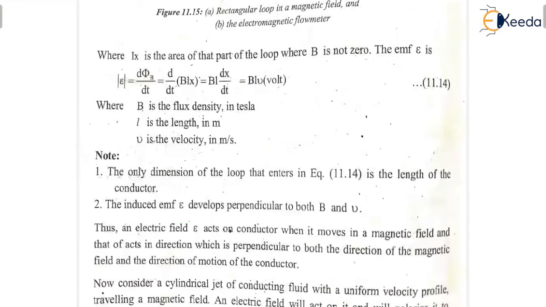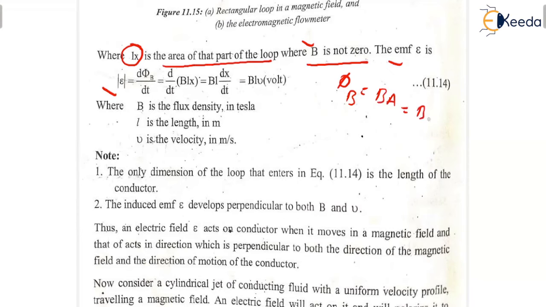Now here, the area is lx. lx is the area of the part of the loop, and B is not zero, because the magnetic field is present. And the induced EMF, E, is equal to d phi B by dt. But what is the formula for phi B? Phi B equals B into A. But what is A? A is equal to L into x, so that is equal to B L into dx by dt.